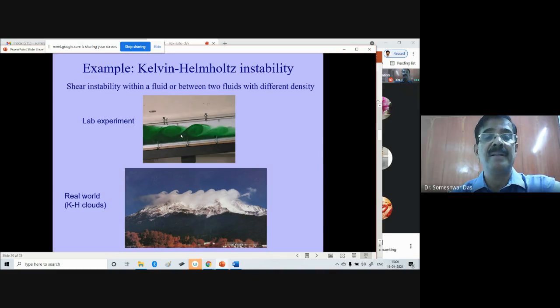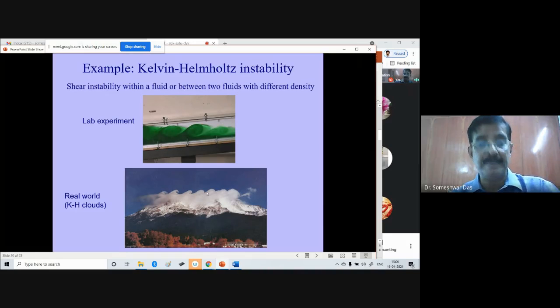So this is an example of instability in the laboratory, and the lower diagram is an example of the instability in the real atmosphere. In the real atmosphere, see the cloud pattern like this one.